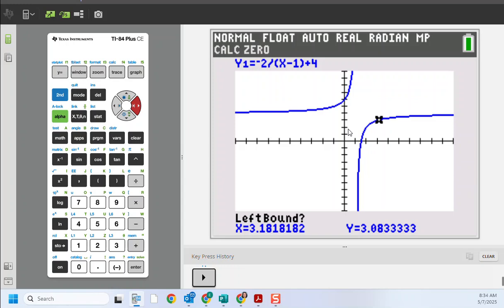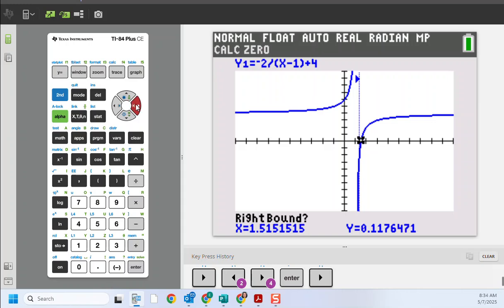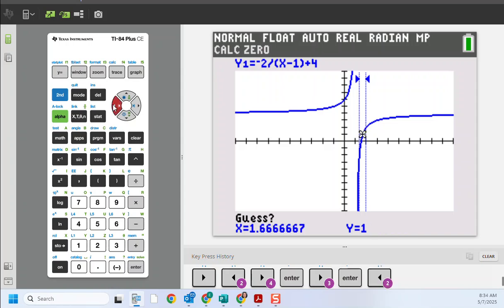You need to be on the right branch. Raise your hand if you need help getting to the right branch of your graph. Does anybody want help with that? Katie, make sure you're graphing it. Okay, so we're on the right branch. So now we need to be to the left of the 0, which would be down here. So use your left arrow to get to the left of the 0. There we go. Press enter one time. Then use your arrow to get to the right of the 0. Press enter one time. And then get close to the 0 for guess. And press enter one time.